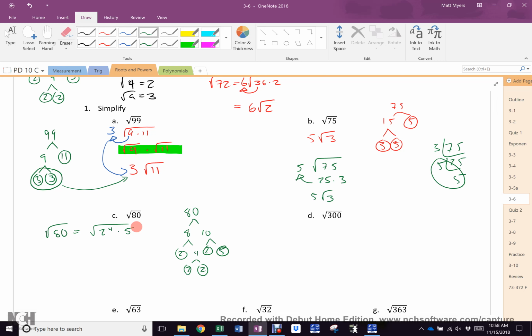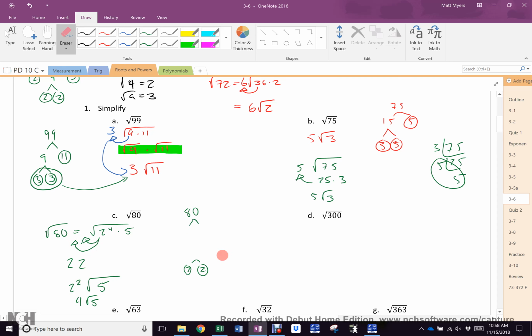Now, Jaslyn just asked this. What if there's more than 2? Is there more than 2? There's 4 2's there. How many groups of 2 can I remove? 2 groups of 2. So I can bring out 1 2, and I can bring out another 2, or 2 squared, leaving what under there? 5. Would I write 2 squared? No. 4 root 5.